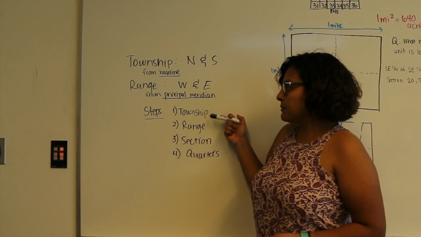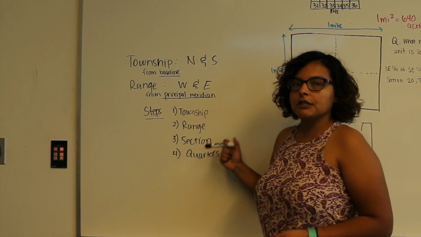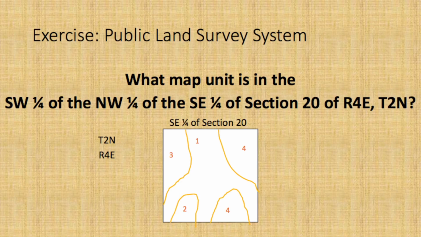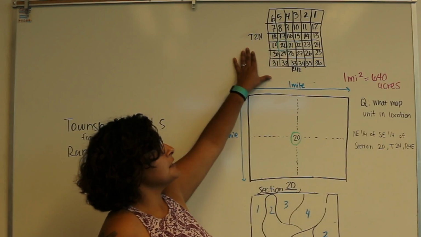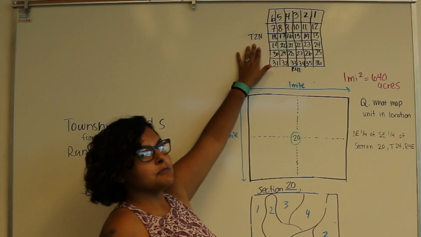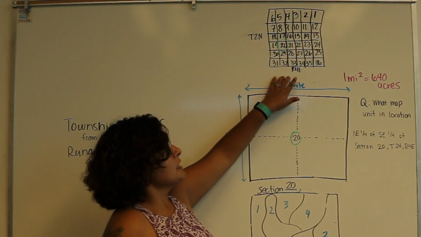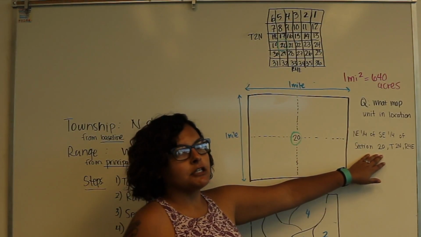You establish where your township is, your range, your section, and then you go into quarters. Let's suppose you have a question asking what map unit is in the southwest 1/4 of the northwest 1/4 of the southeast 1/4 of section 20 of range 4 east and township 2 north. First, let's start with the township and range to find our section. So here, let's say this is our township 2 north and our range 4 east, and it's mentioned section 20.